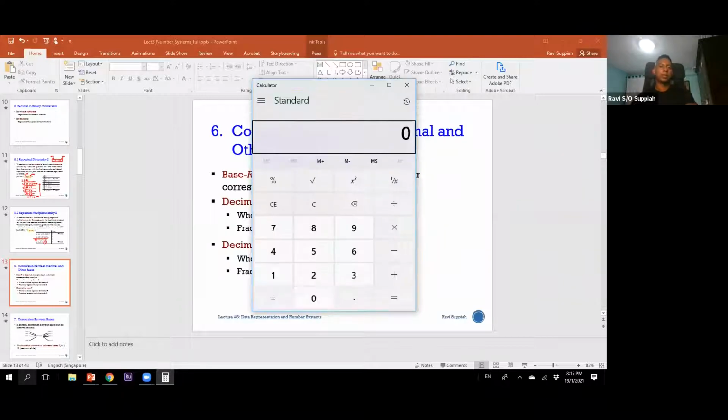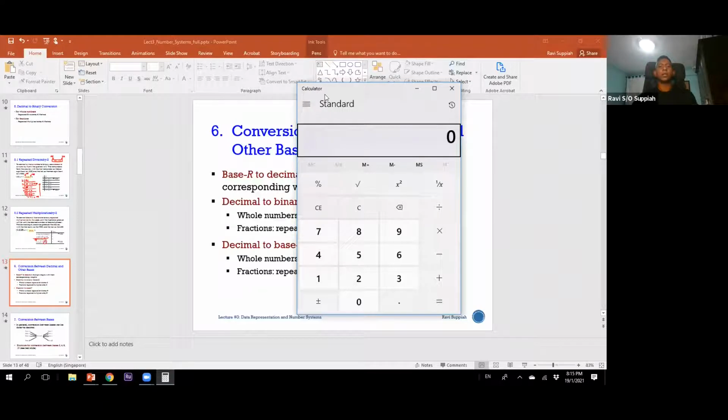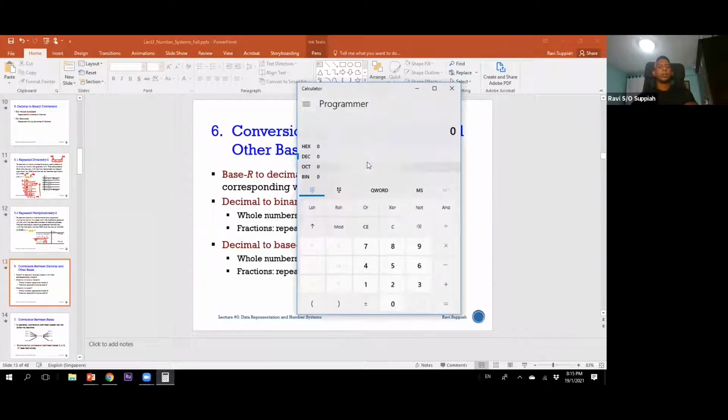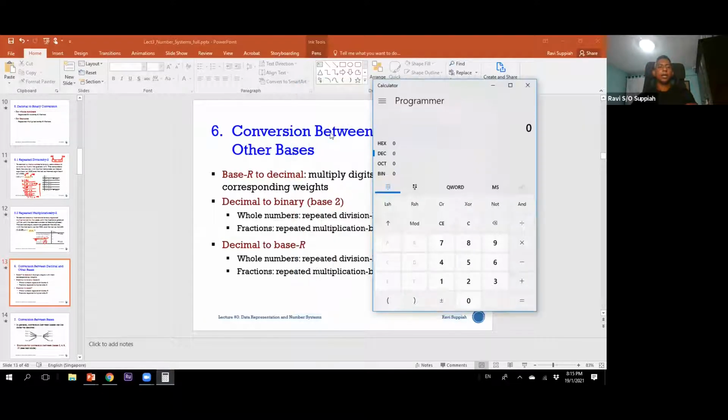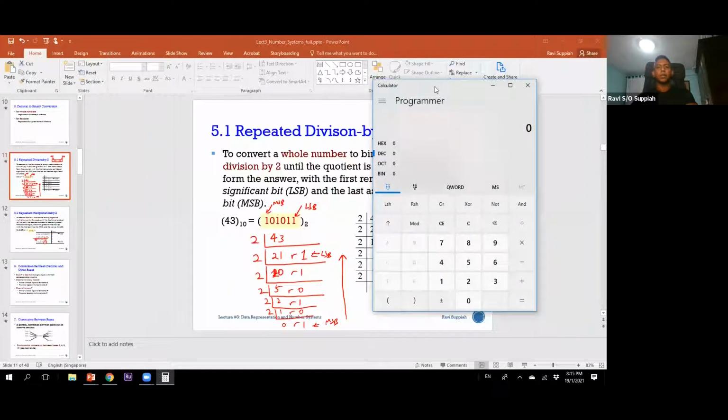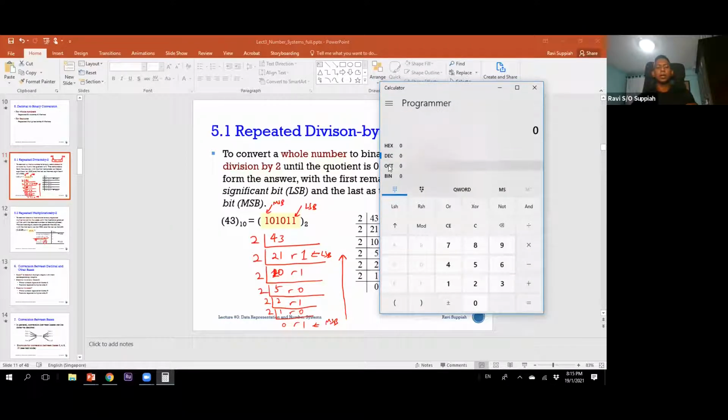Most computing systems you would already have your Windows calculator like this. And in your Windows calculator, there is actually a programmer option. If you click on that, you can see that automatically I can convert. So if I go back to this slide here, I just need to key in which format I want, hexadecimal, octal, or binary. So if let's say decimal, I key in for the 3. The binary value that you see here is 101011, which is here.